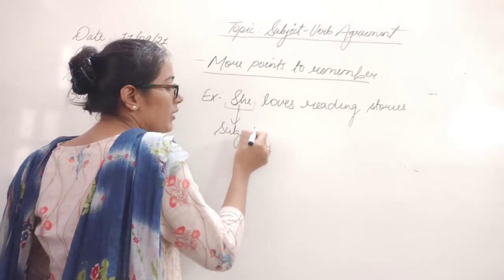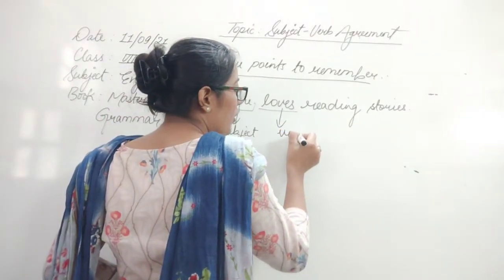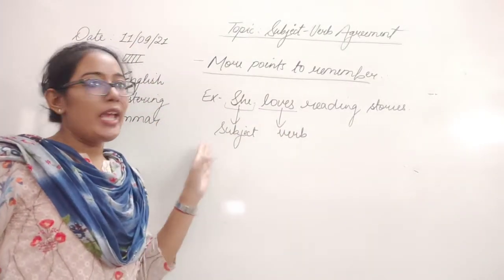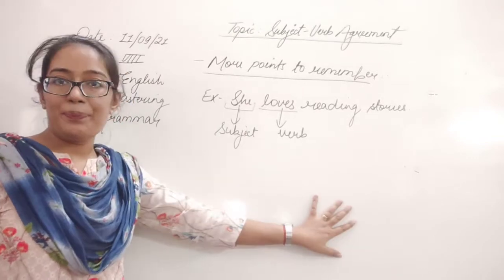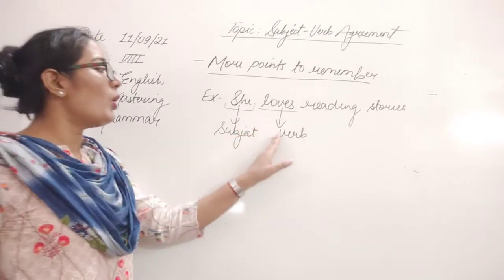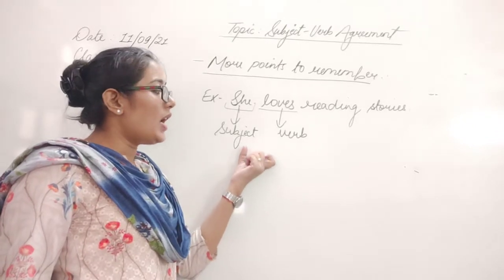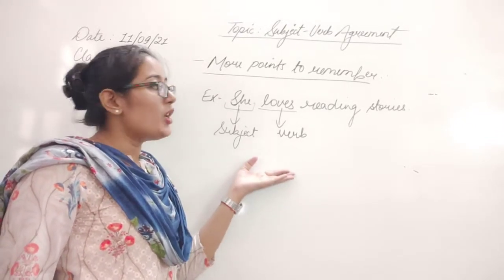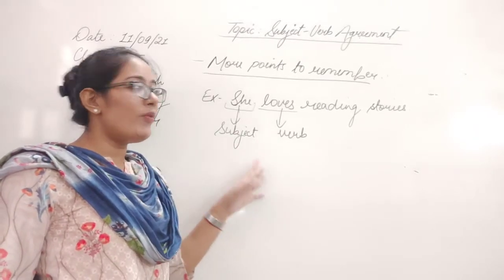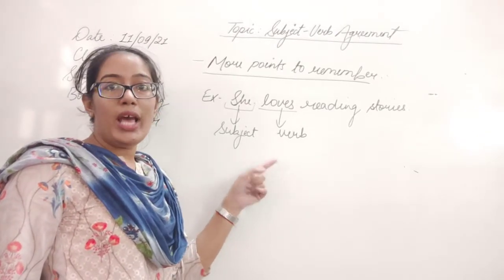She becomes the subject of the sentence and loves is the verb. Okay. She is the subject and loves is the verb. So we can see that proximity of both subject and verb are as close as possible. They are just next to one another. So in the first point to remember, it is being said we should always try to keep the verb in a sentence close to the subject.